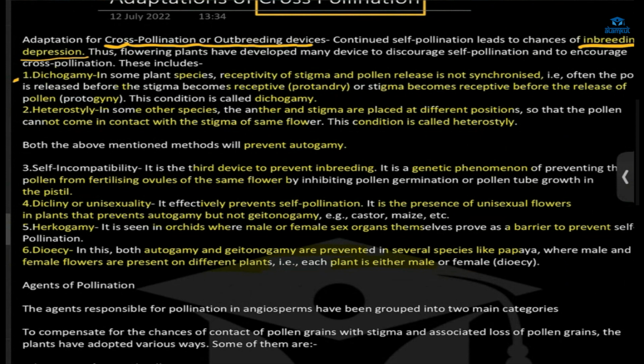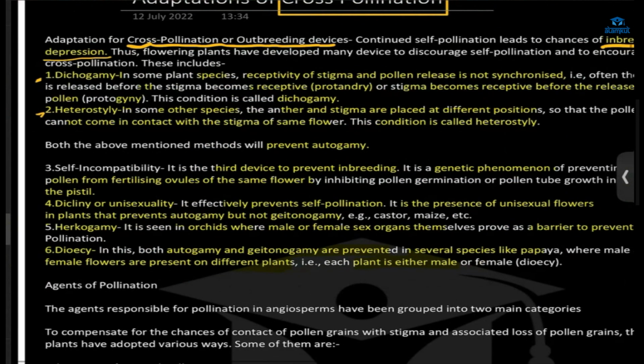Next we have the plants. First they do dichogamy, and the other condition is heterostyly. What is that? The position of the anther and stigma will be different, so that they won't come into contact. The height difference keeps them apart from each other. Both cases will prevent autogamy. Next, we have self incompatibility.